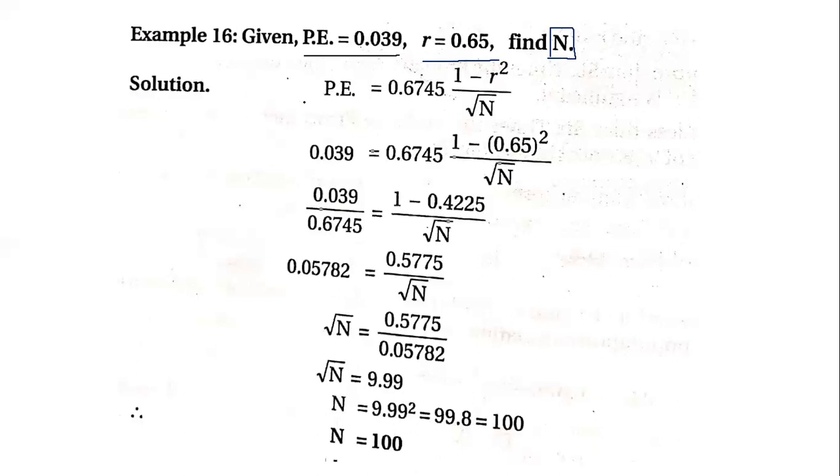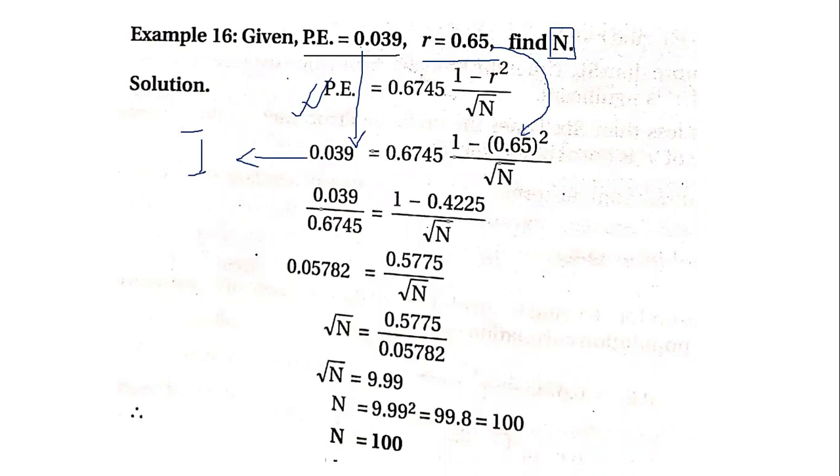So let us put the same formula of probable error. Probable error is equal to 0.6745 into 1 minus R square by square root of N. We already know the value of PE, so we will take that below, 0.039, which is equal to, this constant will remain 0.6745 into 1 minus the R value, which we also know, 0.65, whole square, whole divided by square root of N. So this is our first step in just putting down the values.